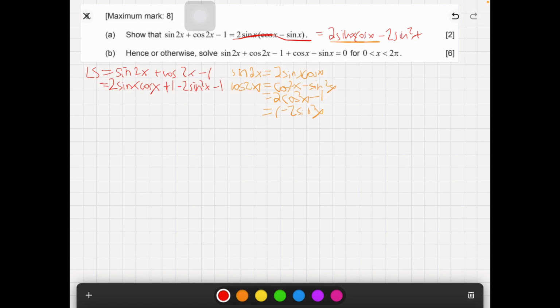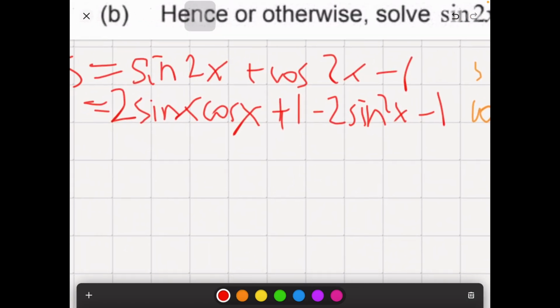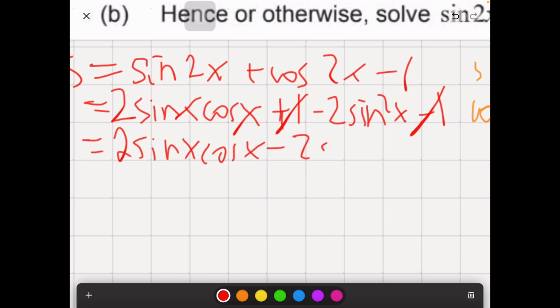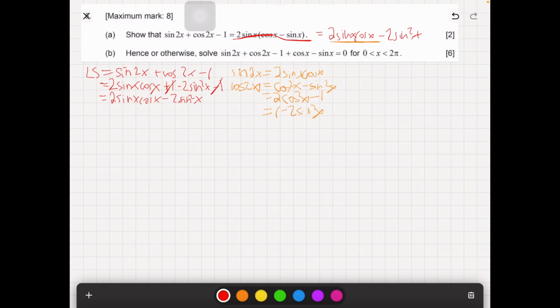So continuing on, these ones cancel out, and then we have 2 sine x cos x minus 2 sine squared of x. And this is actually very, very similar to what we have up here.